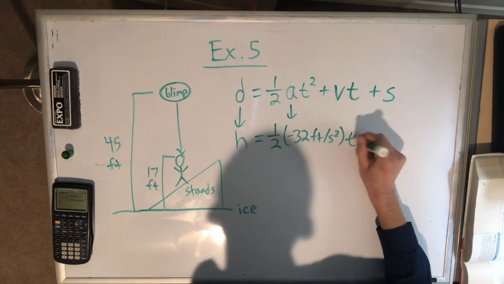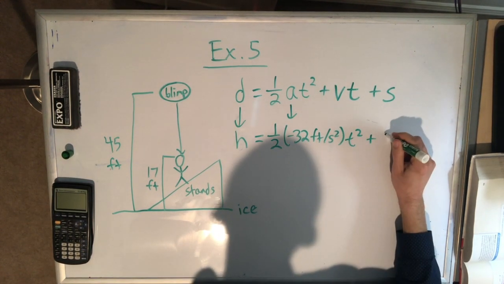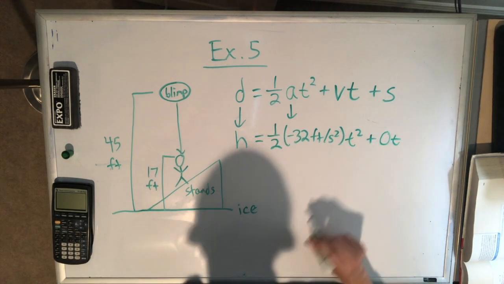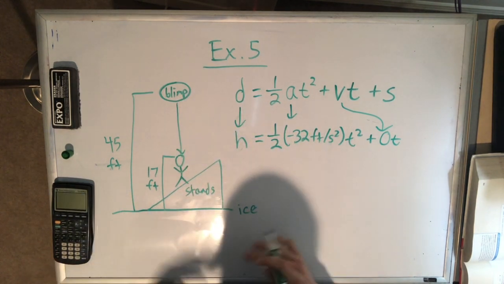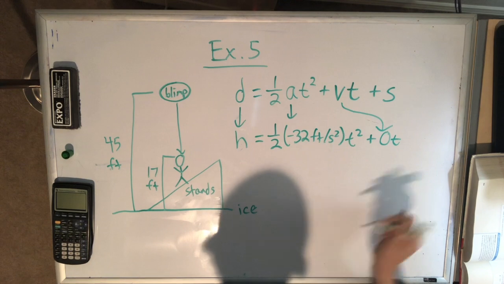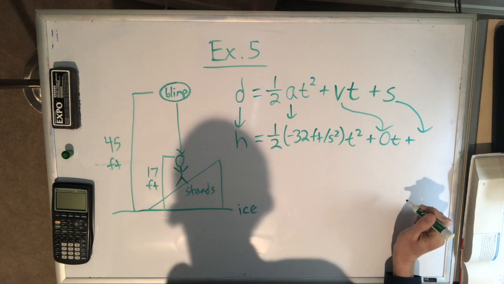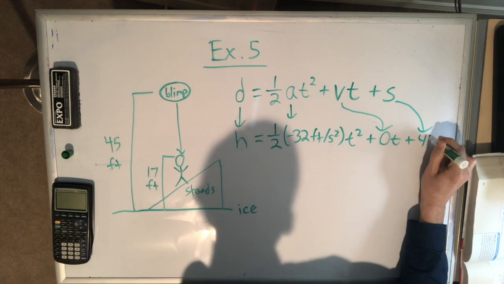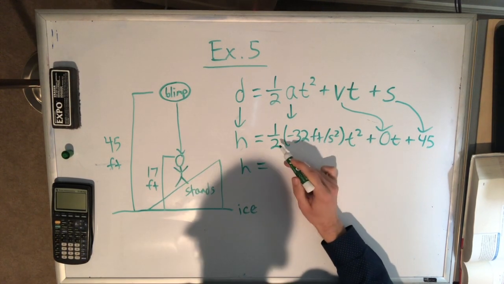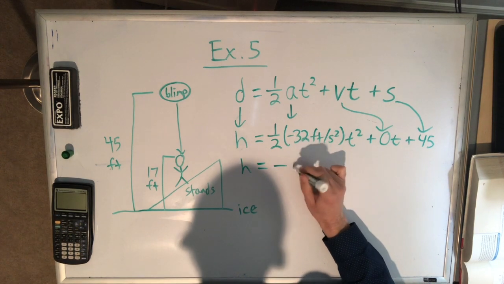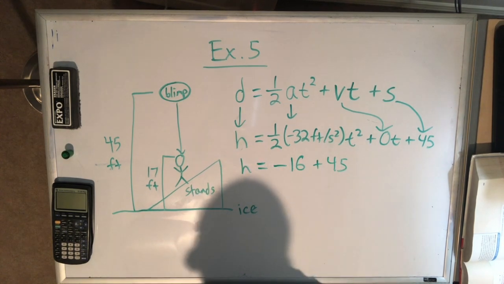All right, and then t squared, and the beginning velocity is 0, because at the moment the ball is dropped, it's not going at any speed. And then the initial position of the ball is 45 feet above the ground. All right, let's simplify that. A positive times a negative is negative. 1/2 of 32 is 16. 0t is 0. And plus 45.